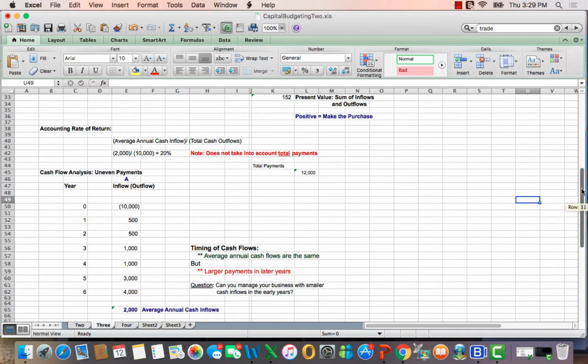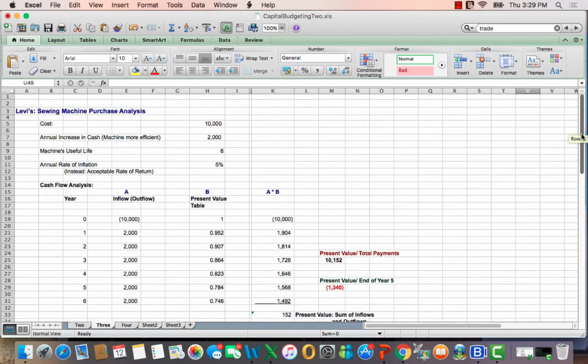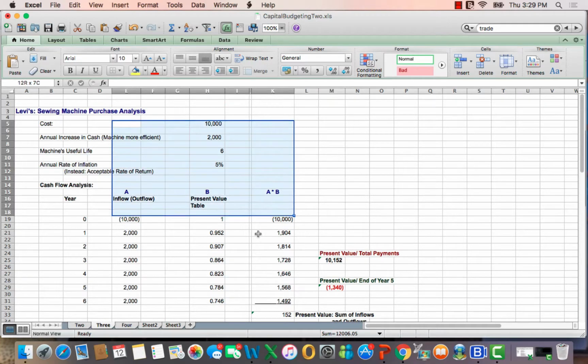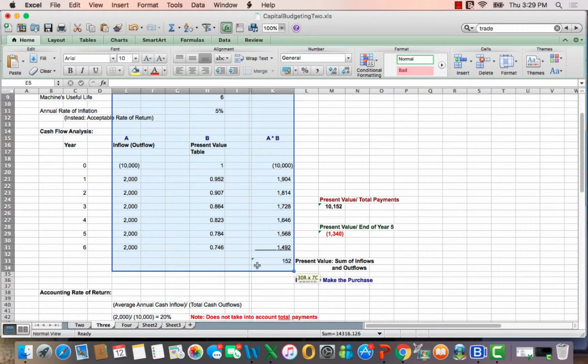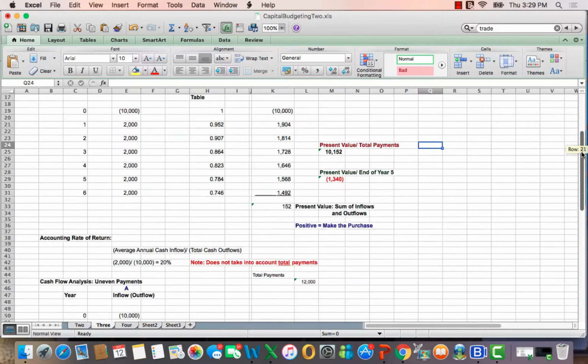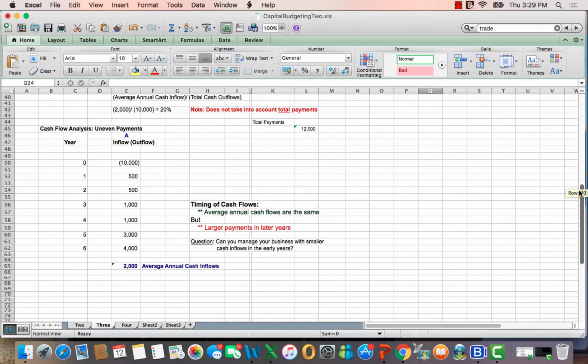What I have here on this slide is you can have uneven cash flows. So this is the original discussion with even cash flows, but you can also have uneven cash flows, which is what I have down here. Well, what if the payments are uneven? For example, what if you only get $500 the first 2 years, $1,000 the second 2, and then $3,000 and $4,000 in later years? Well, the average is $2,000, but if you multiply all of these by present value, you may actually end up with a negative net present value number.